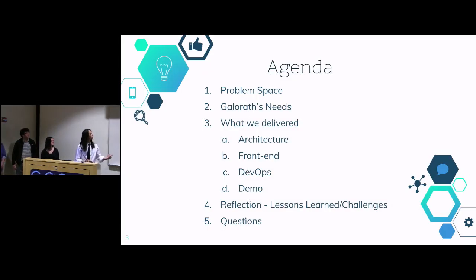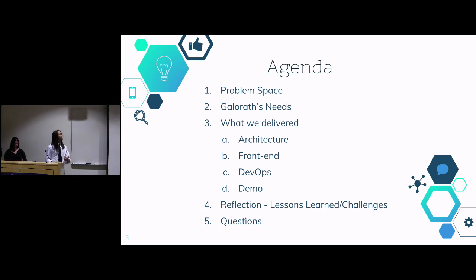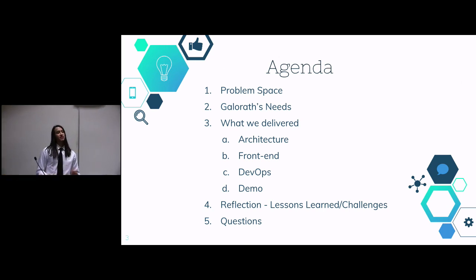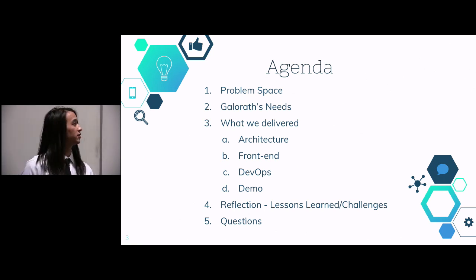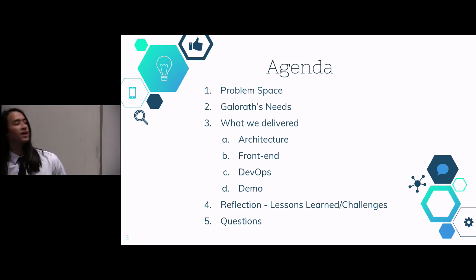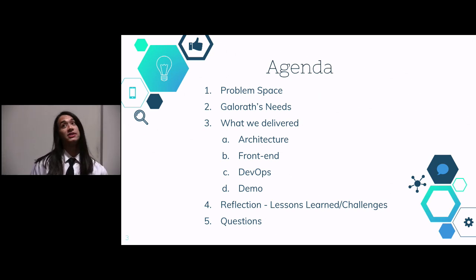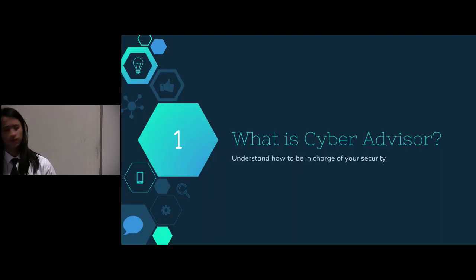To start our agenda, we're going to talk about the problem we presented, then what Gallerat needed us to do for them. Afterwards, we're going to talk about what we delivered in terms of our architecture, our front-end changes, and the DevOps practices that we implemented. Then we're going to show you our demo. After that, we'll give a reflection of what we learned and the challenges we experienced, and lastly, go over questions. So the first thing, what is Cyber Advisor?